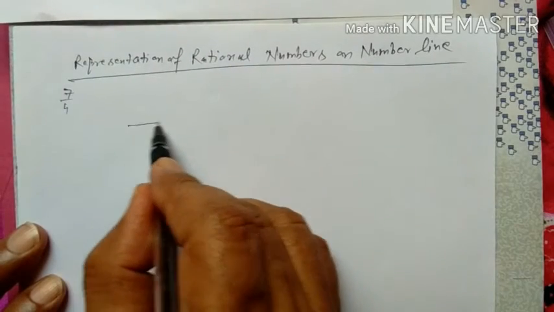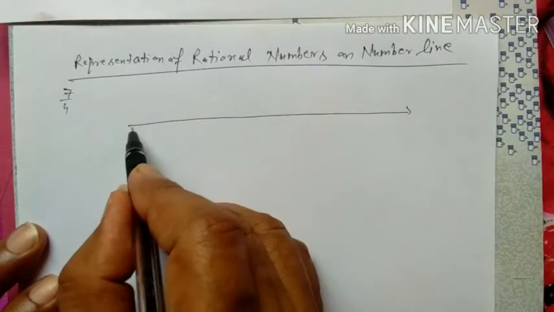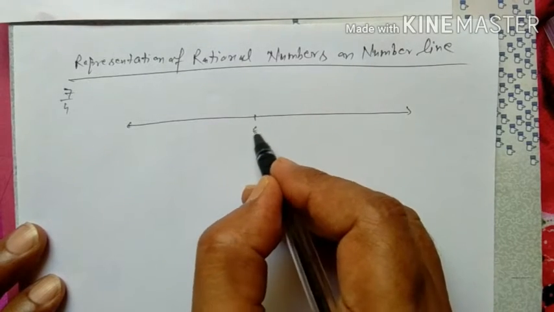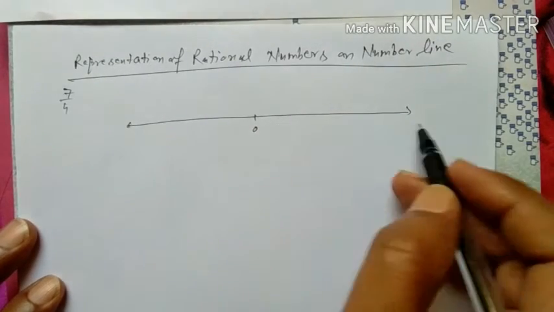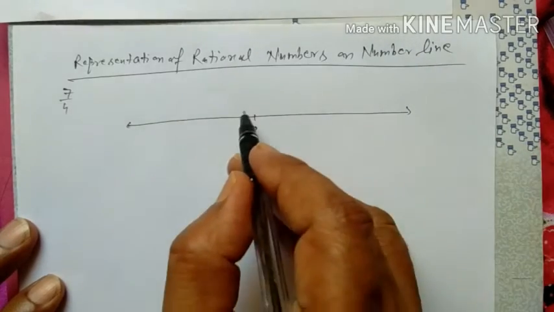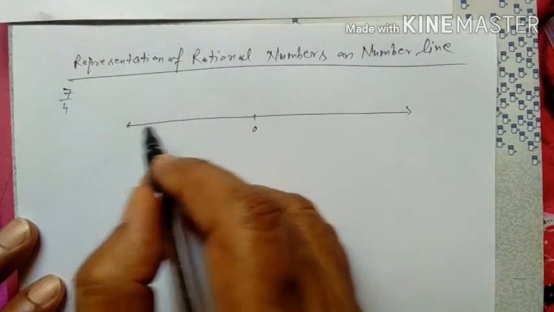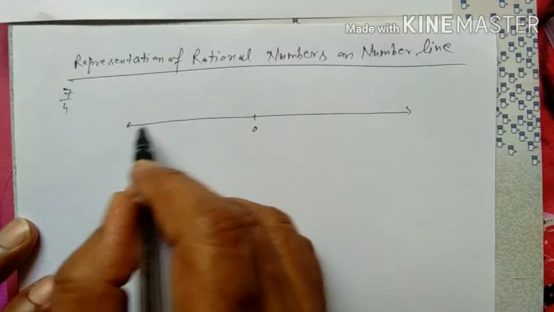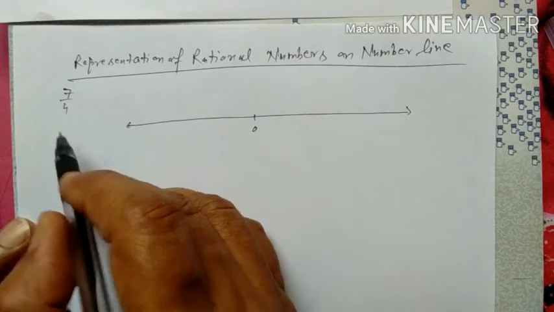So you will draw a line simply and denote a point 0 in the middle. This line is known as number line. This is the right hand side and here is the left hand side. In this direction positive numbers and in this direction negative numbers. You aim to plot 7 by 4.